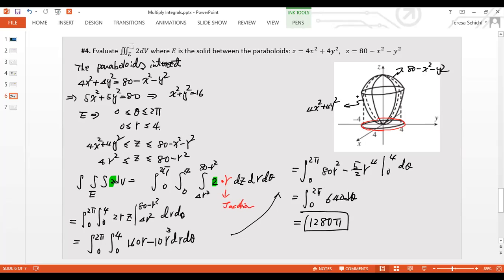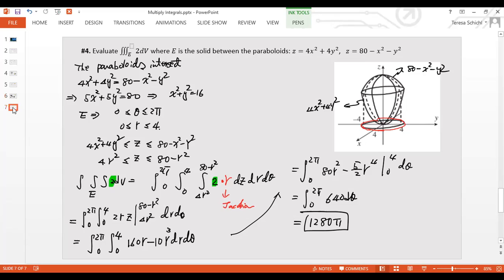If you use Cartesian coordinates, that would be pretty difficult to integrate. Correct, right? Because you need to integrate z from 4x squared plus 4y squared to 80 minus x squared. Then x and y also have relations, right? So it becomes pretty tedious.